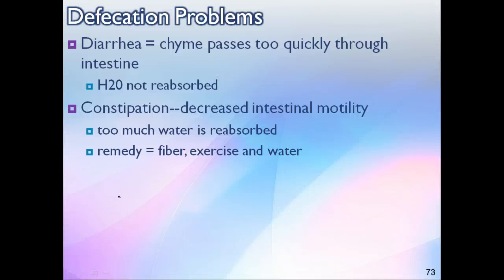Diarrhea is often associated with infections of the large intestine, whether it be food poisoning or some type of flu. But diarrhea occurs when the food moves too quickly through the digestive system and there isn't adequate time for the absorption of water. Constipation, though, is much more common, which occurs when the fecal matter stays too long in the large intestine, at which point too much water has been reabsorbed, and as a result the fecal matter becomes very hard and difficult to move.